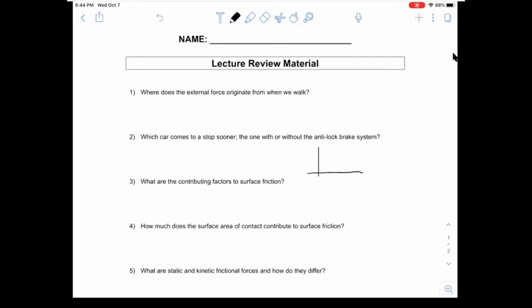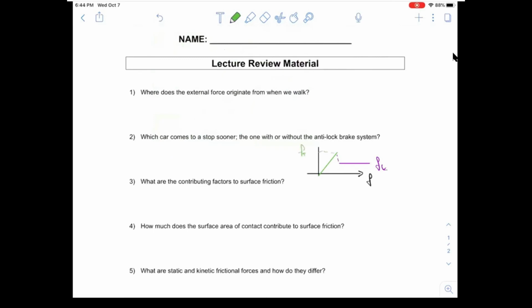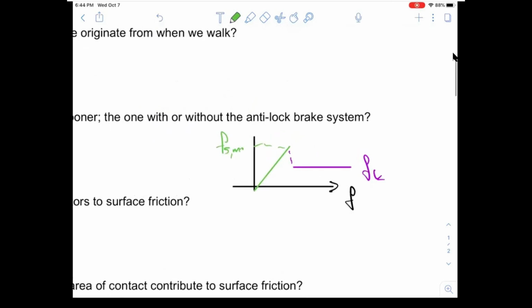All right, so what's happening is, here's the force. You lock up the brakes, so the static frictional force is going to become maximized. As soon as it's maximized, the car is going to go into a skid. So it's going to give you kinetic friction. And this one is your static friction. This one is the maximum static frictional force.